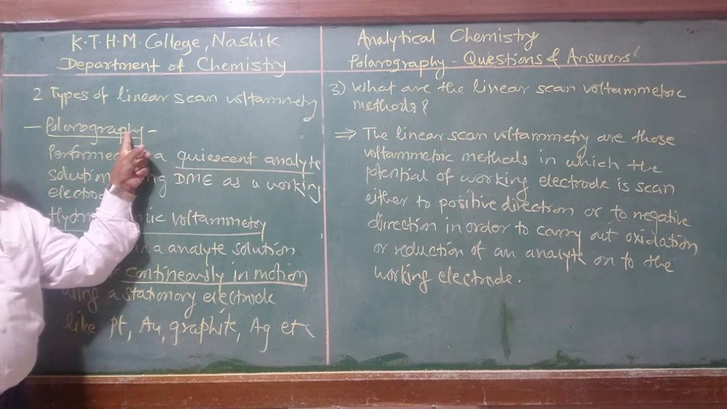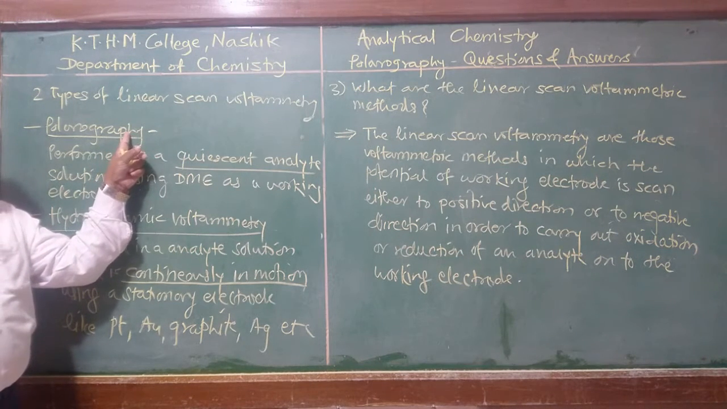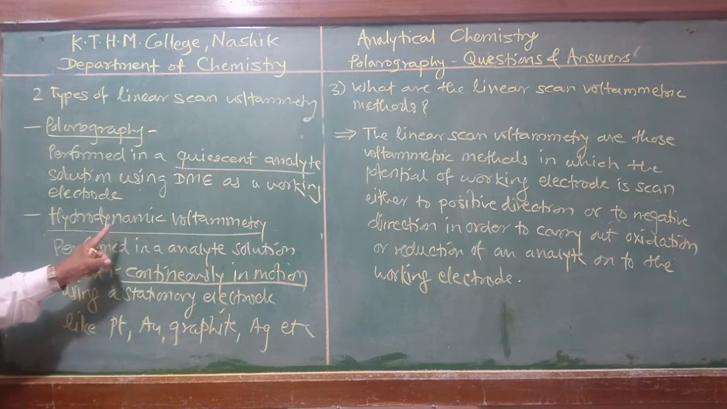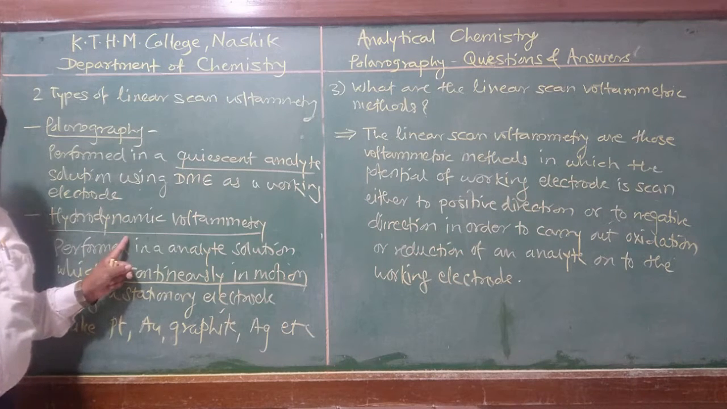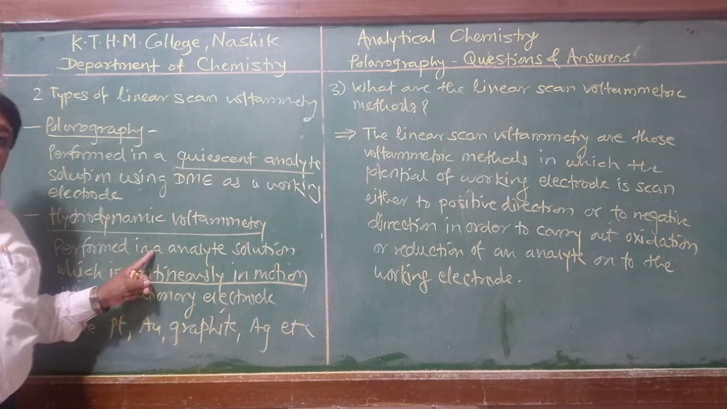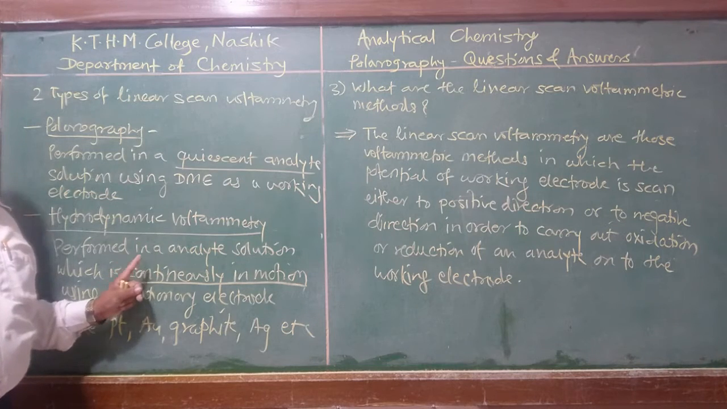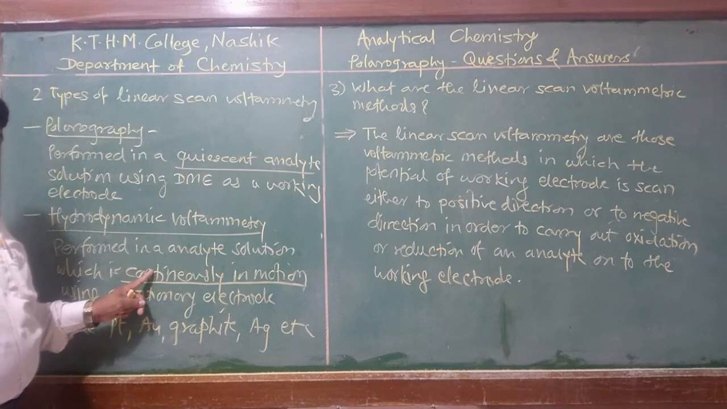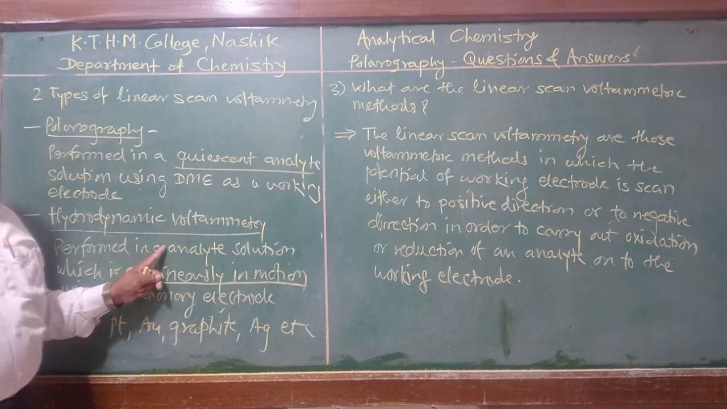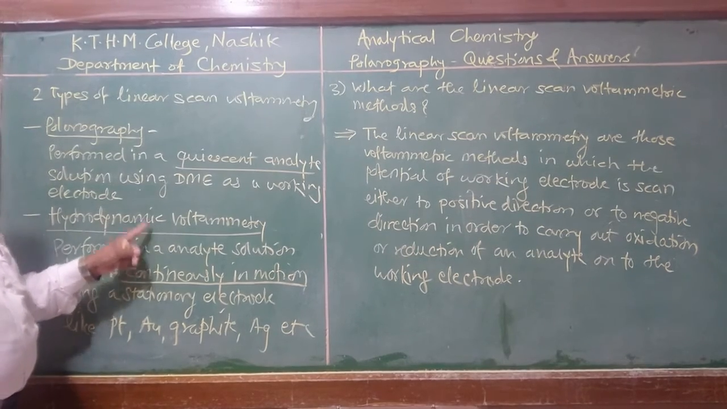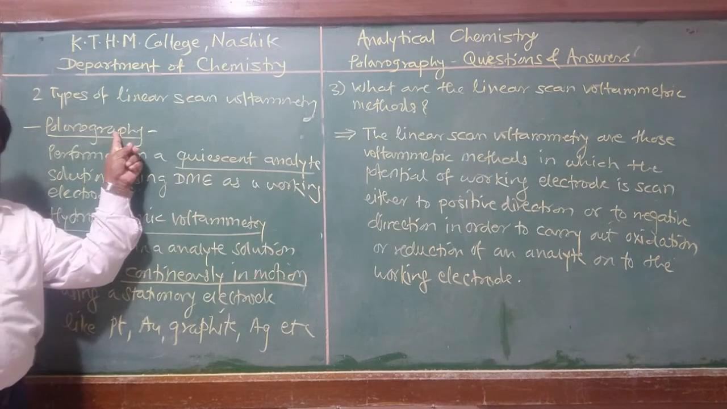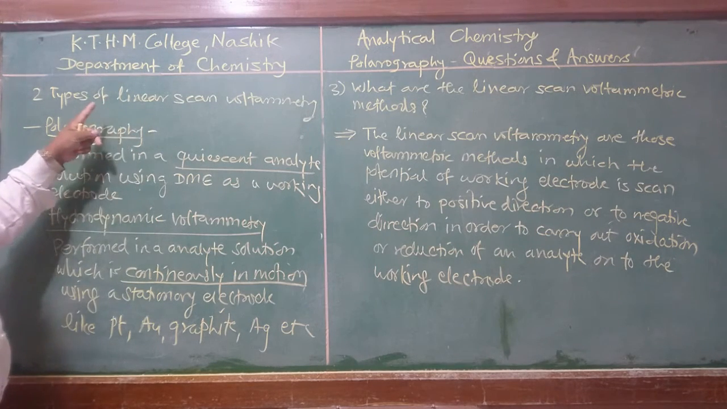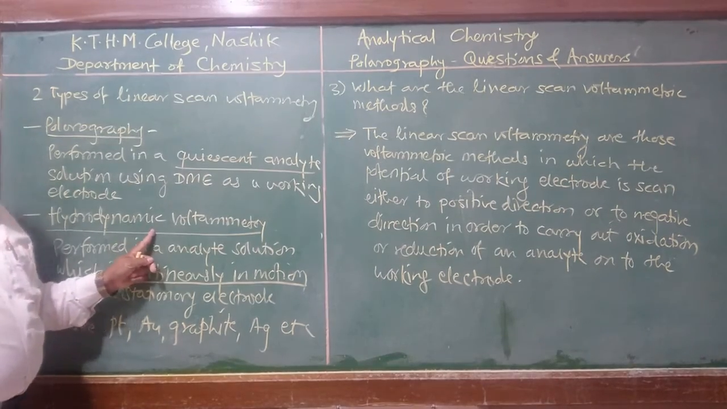In polarography, analyte species are transported to the electrode surface by the diffusion phenomenon, while in hydrodynamic voltammetry, analyte species are transported to the electrode surface by the convection phenomenon. That means the solution is continuously stirred and analyte species are transported by mechanical means. Therefore, convection current is measured in voltammetry and diffusion current is measured in polarography. This is the basic difference between polarography and hydrodynamic voltammetry.